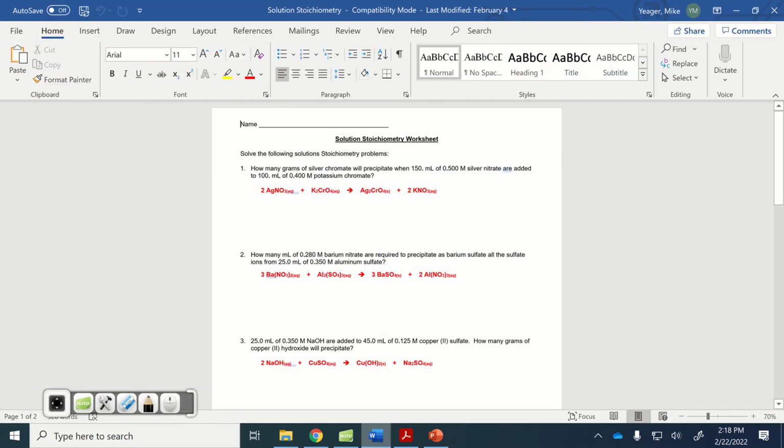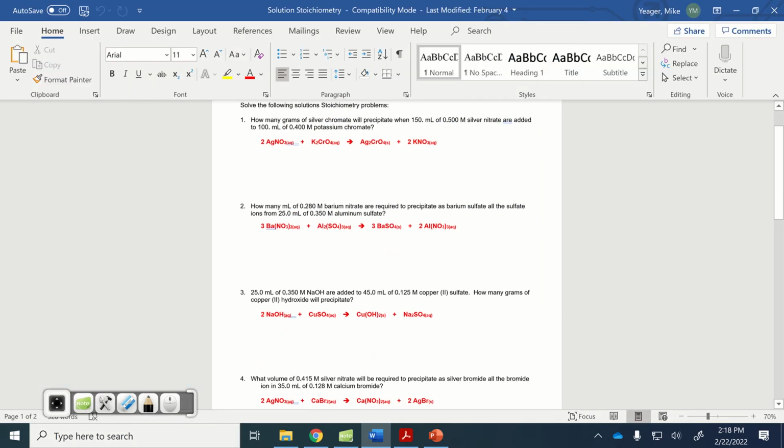Let me go back to this. Let me go ahead and do number 1. This is probably as complicated as they could possibly get, because in this one, we do need to find the limiting reactant. How many grams of silver chromate will precipitate when you have 150 milliliters of 0.5 molar silver nitrate added to 100 milliliters of 0.4 molar potassium chromate?